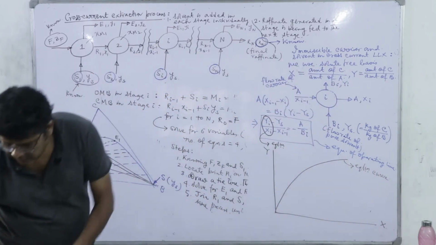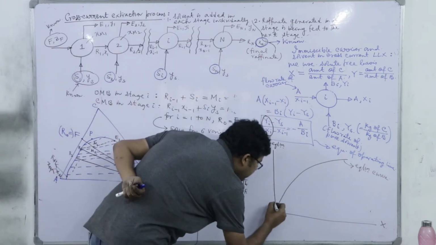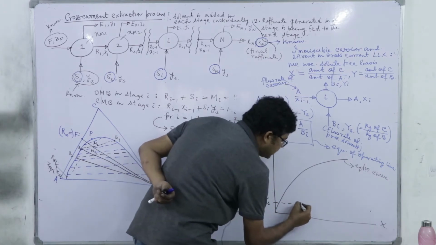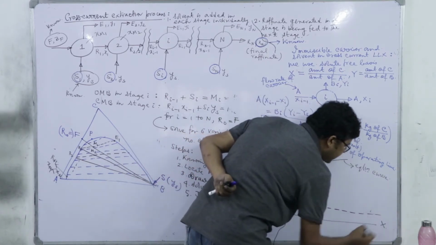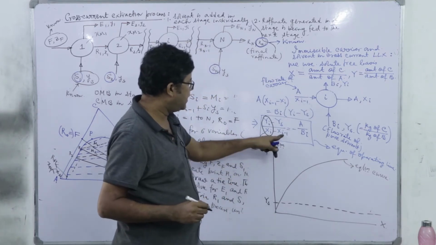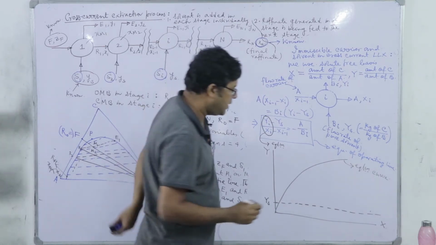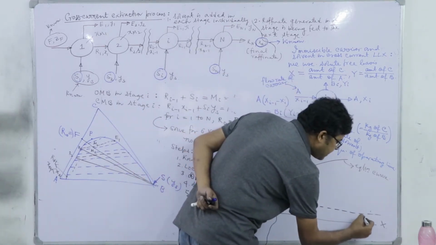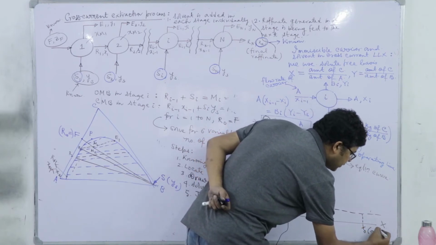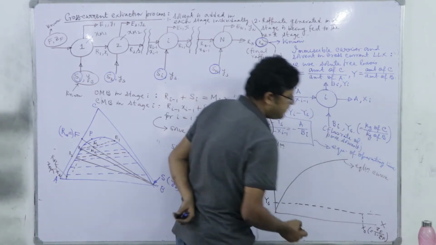Right. And we also mark the point Ys and draw a dotted horizontal line. Now the first point will be X0, which corresponds to Zf. X0 is equal to Zf by 1 minus Zf, right?